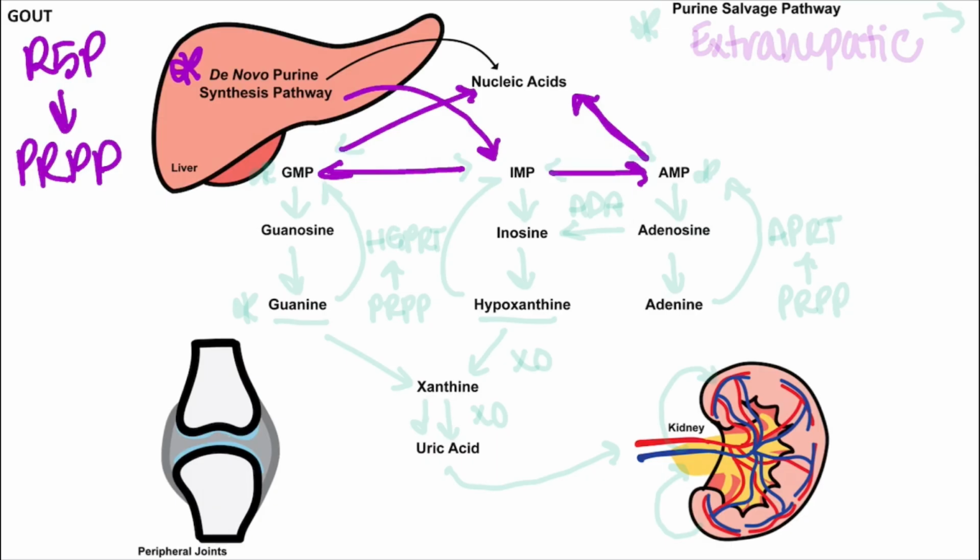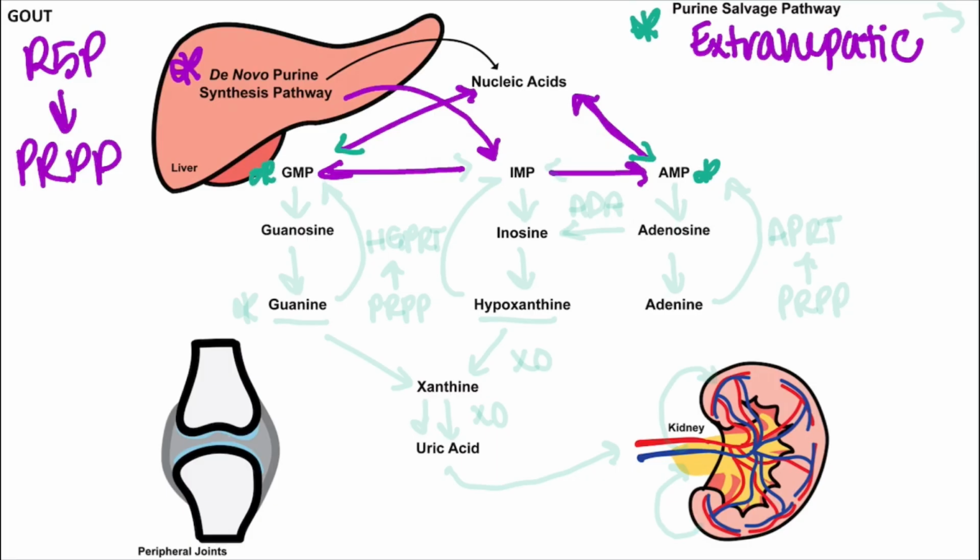Notably, this pathway requires more energy, and most extrahepatic tissues don't actually have the enzymatic machinery for this de novo pathway to occur. So instead, these extrahepatic tissues utilize the purine salvage pathway, which requires less energy to recycle nucleic acids. So in this purine salvage pathway, we are recycling partially broken down purine nucleotides. These nucleic acids and nucleotides have been broken down to their mononucleotide versions, so either GMP or AMP.